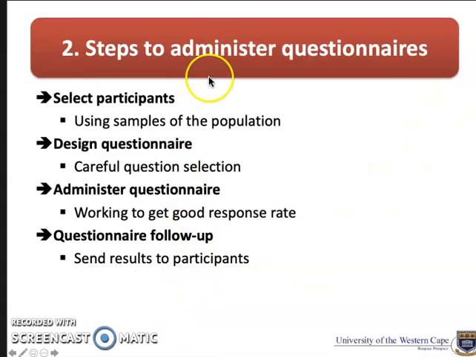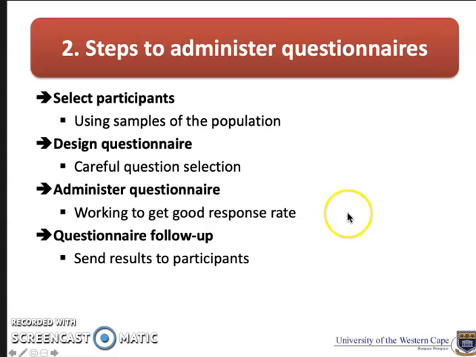You could also decide to administer questionnaires. When you are working with questionnaires, select participants who will provide you with useful information about the project. Design questionnaires carefully. Administer questionnaires to a wide sample so that you get enough of a representative response, and then follow up and send results to participants.